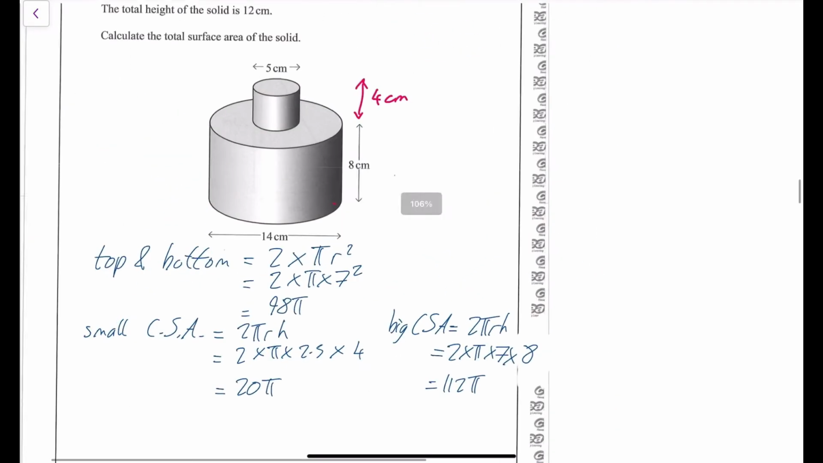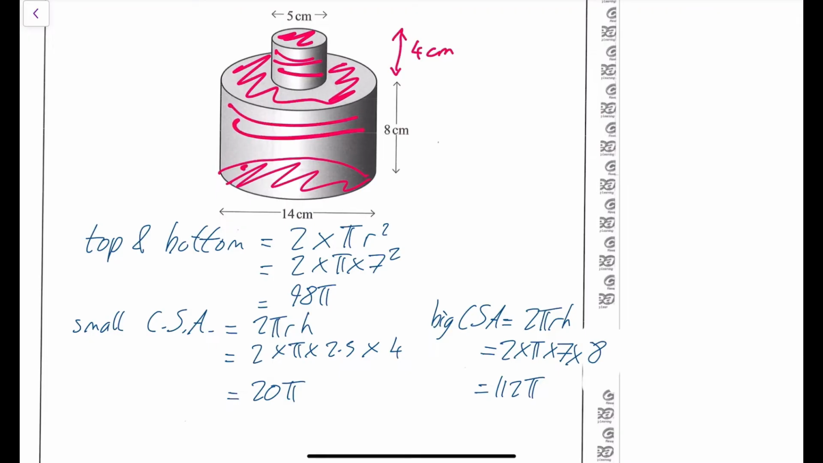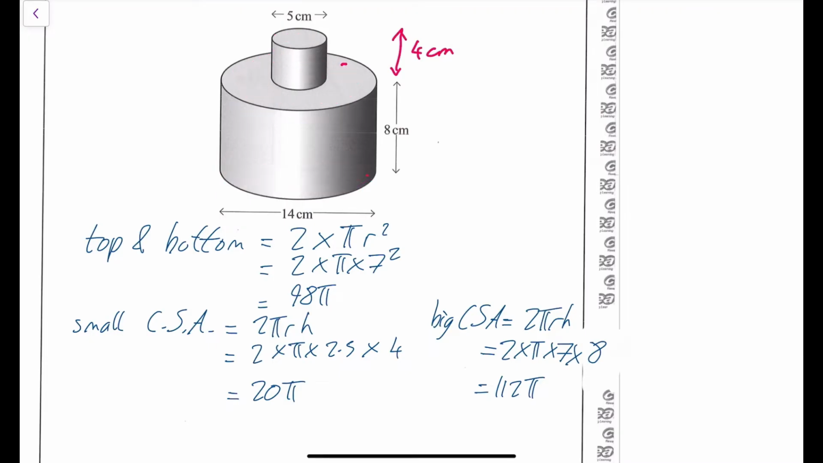So let me just check what I've done here. Let's go through that again. I've got the top and the bottom. The bottom bit was the bottom circle. The top bit was that whole thing, which makes one big circle. And then I've got this curve here and this curve here. I've got it all, haven't I?